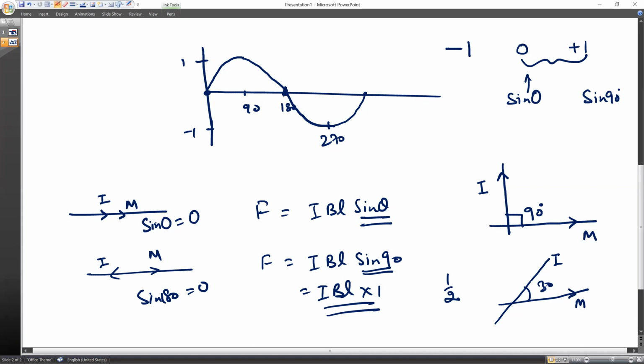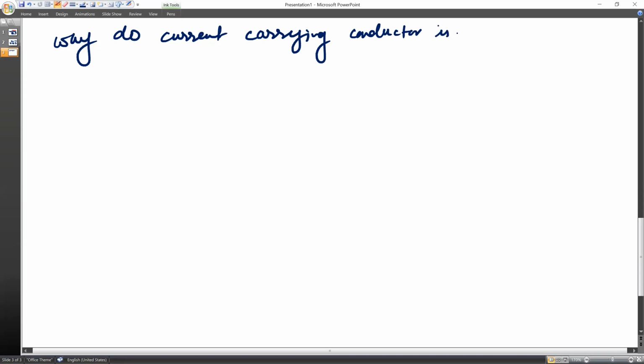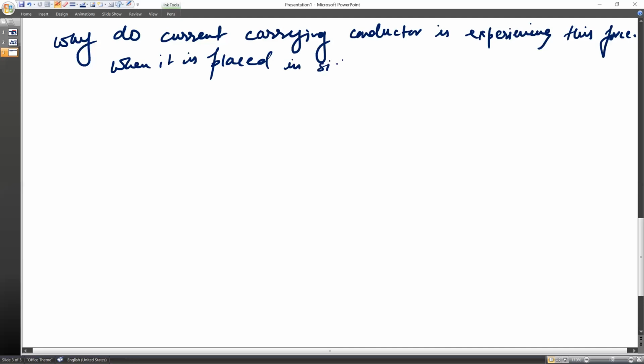Now the question comes here: why does a current carrying conductor experience this force when it is placed inside a magnetic field?